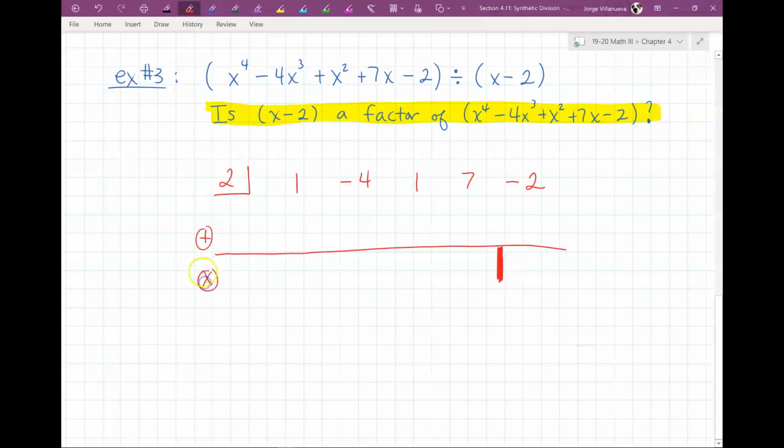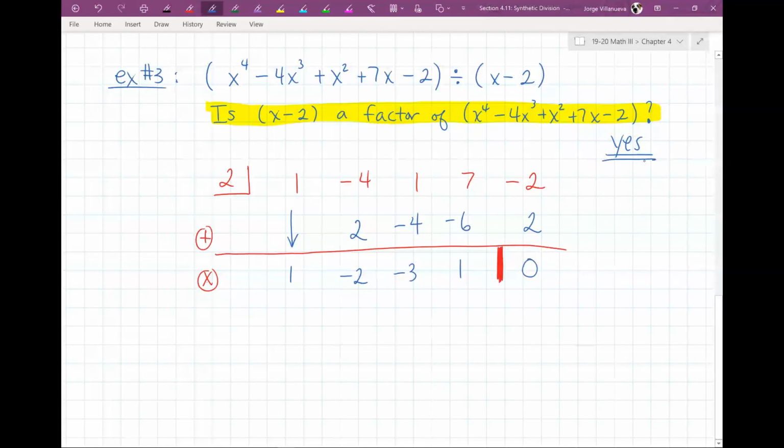I'll add and multiply. And I drop 1 right away. Okay, so the 1 goes there. 2 times 1 is 2. -4 plus 2 is -2. 2 times -2 is -4. 1 plus -4 is -3. 2 times -3 is -6. 7 plus -6 is +1. And 2 times 1 is 2. And -2 plus 2 is 0. So a remainder of 0, I'm going to put right here, yes, it is, okay?